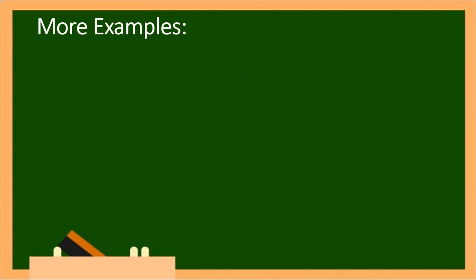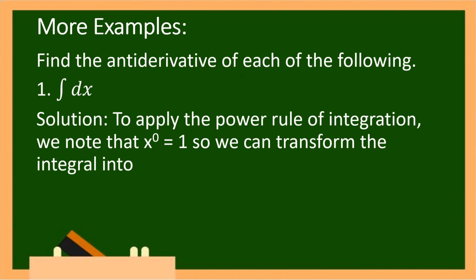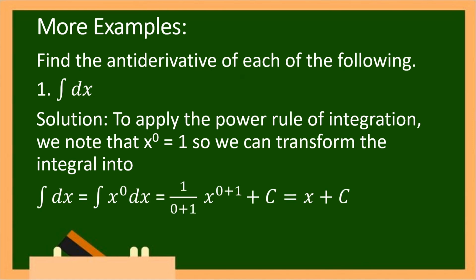Let us have more examples. Find the antiderivative of each of the following. Number 1, the integral of dx. So to apply the power rule of integration, we note that x raised to 0 equals 1. So we can transform the integral into the integral of dx equals the integral of x raised to 0 dx, which is equal to 1 over 0 plus 1, then x raised to 0 plus 1 plus c. So this is equal to x plus c.